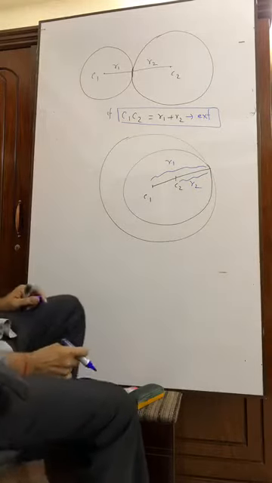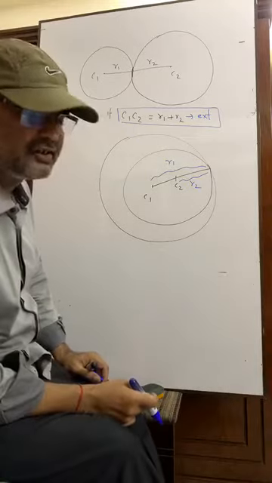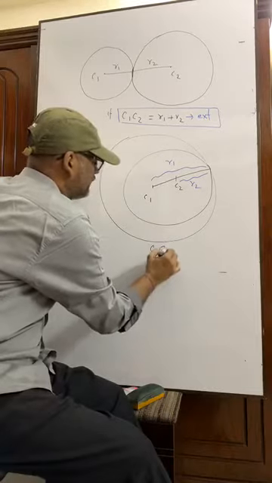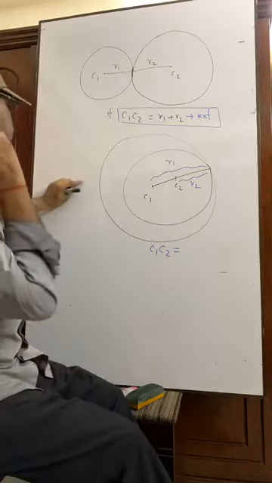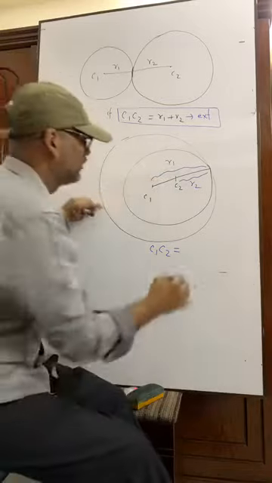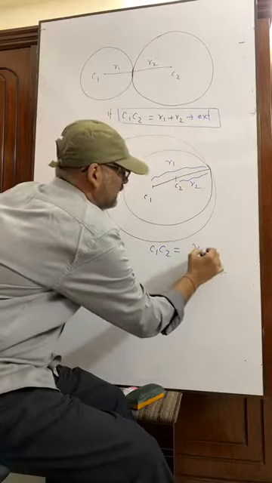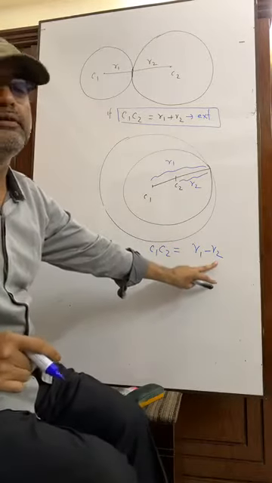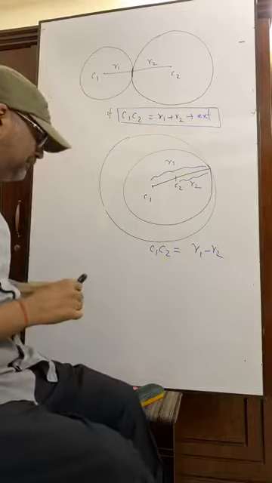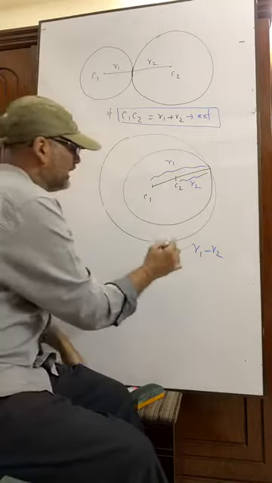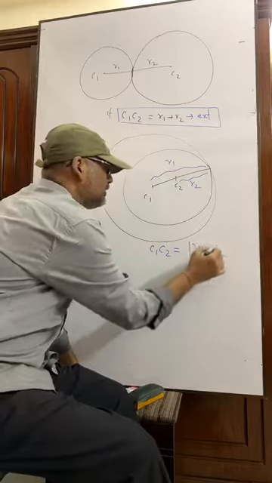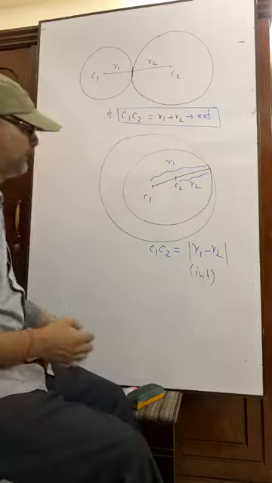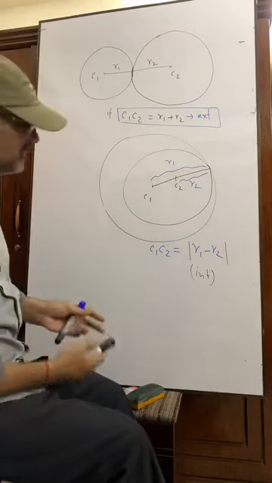Then what is the condition when two circles touch internally? The condition is C1C2 is equal to R1 minus R2. Sometimes this radius can be greater than this radius, so the best way to express it is with the absolute value, because a distance cannot be negative, right? Write down, in this case, they touch internally.